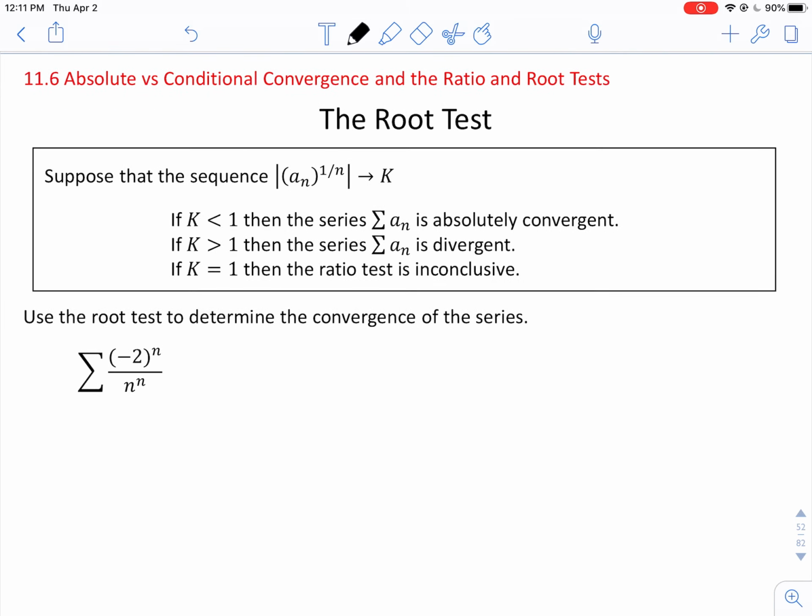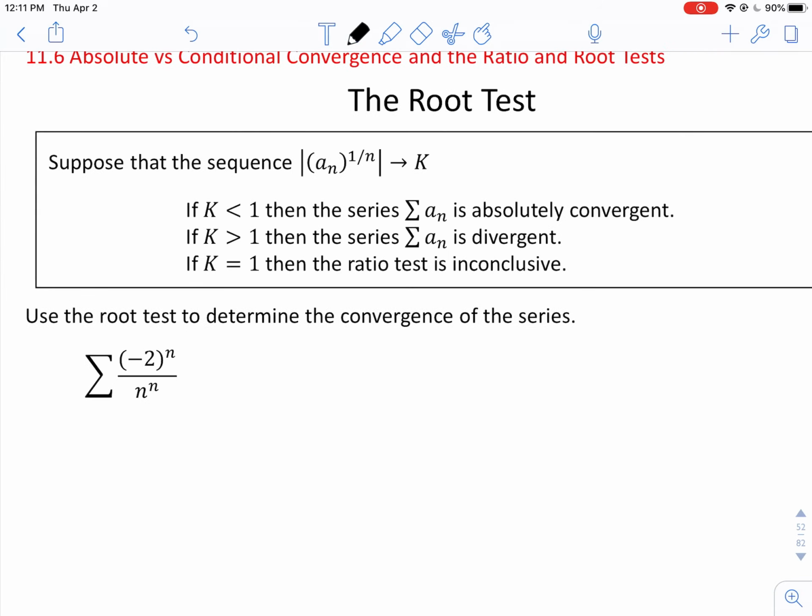If you're working with a series, take its sequence, raise it to the 1 over n, put it in absolute values, and simplify that and do a limit as n goes to infinity, and again, approach k. Now, the flowchart for the k here is the same. That's why I'm using the same letter. But the nice thing about the root test is that the conclusions for its k are the same as for the conclusions for the k of the ratio test.